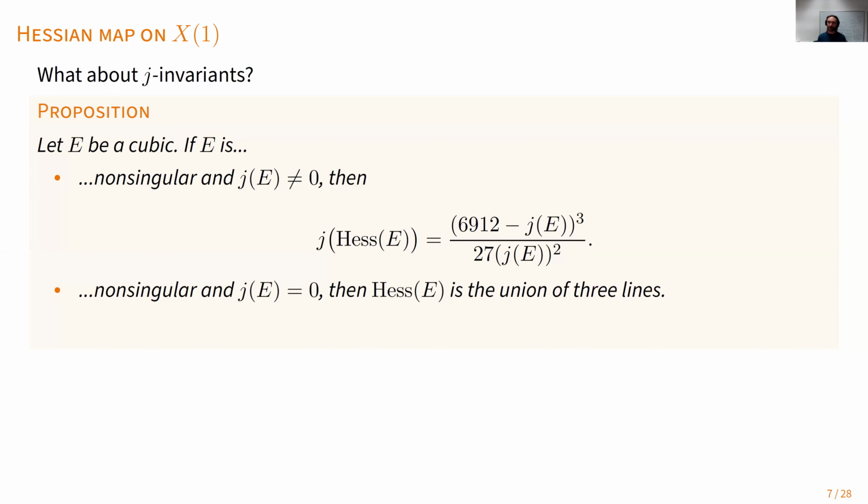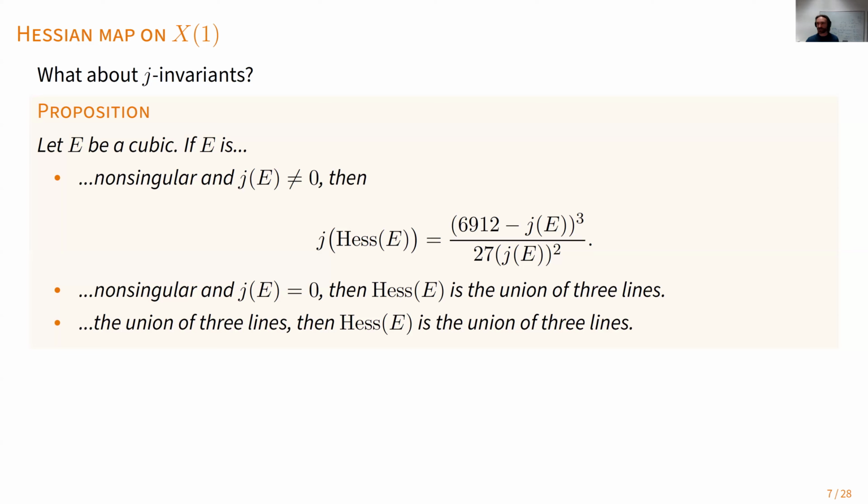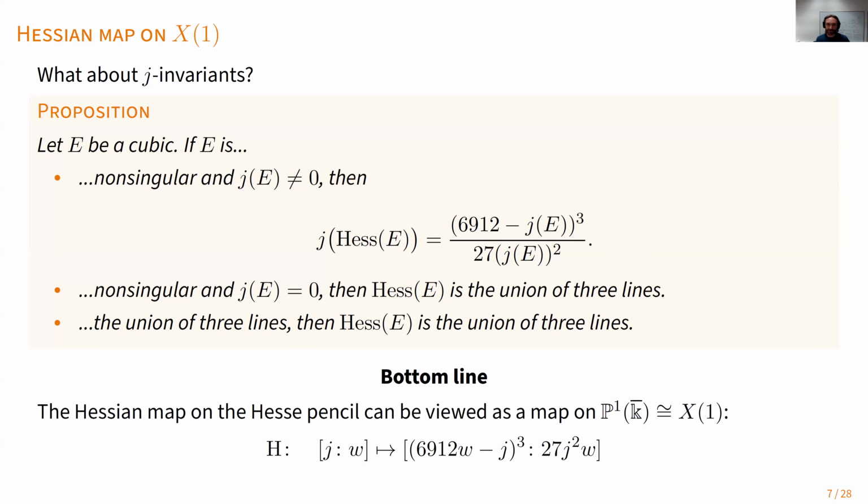And this union of 3 lines will be what we will call the point at infinity in the remainder of this talk. And what happens to the point at infinity? Well, if you start from the union of 3 lines and you compute its Hessian, then you get again the union of 3 lines. So the point at infinity is just mapped to itself by the Hessian. Okay, so the bottom line here is that the Hessian also acts as a map on P1, seen as the set of j-invariants together with the point at infinity that represents the degenerate case.